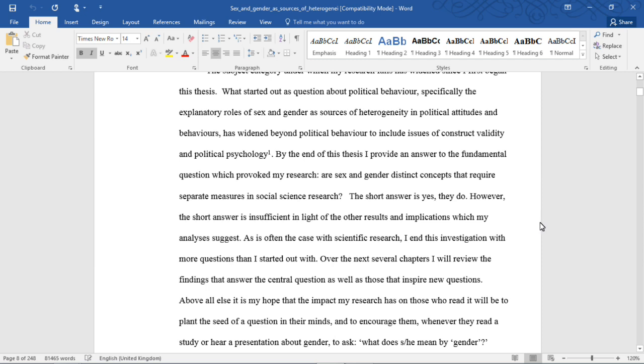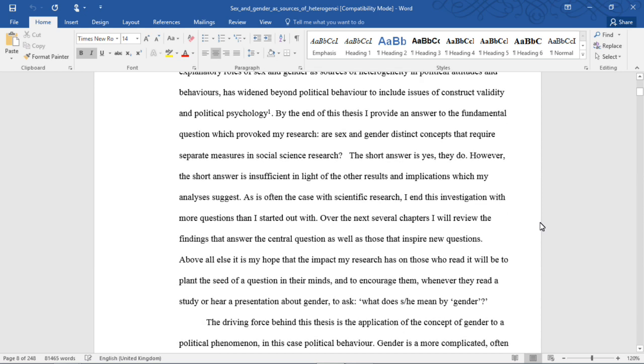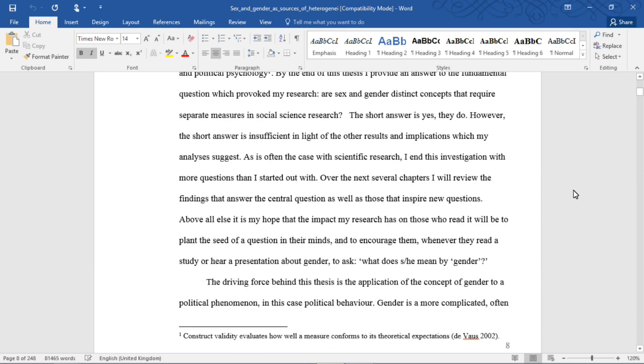Are sex and gender distinct concepts that require separate measures in social science research? The short answer is yes, they do. However, the short answer is insufficient in light of the other results and implications which my analyses suggest. As is often the case with scientific research, I end this investigation with more questions than I started out with.